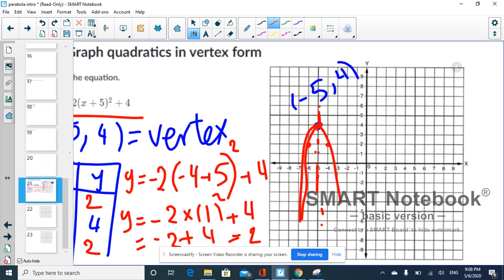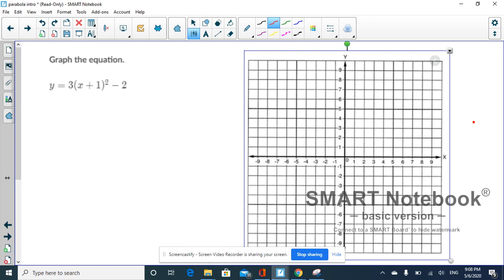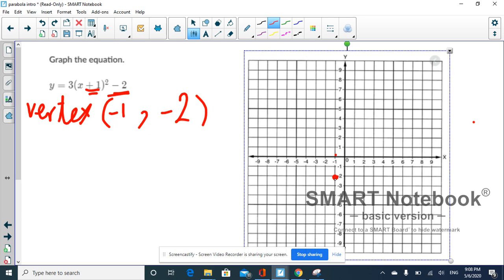Okay, let's try another one. Find the vertex for this equation. The vertex is, take the opposite of this, -1, and take this point as it is, -2, and plot this point on the x and y coordinate plane. (-1, -2): start from here and go down. This is (-1, -2).